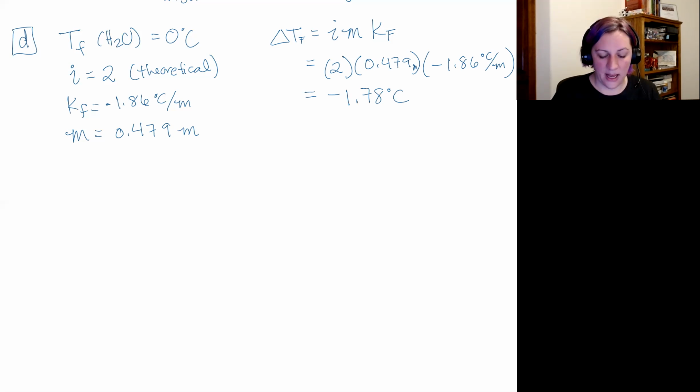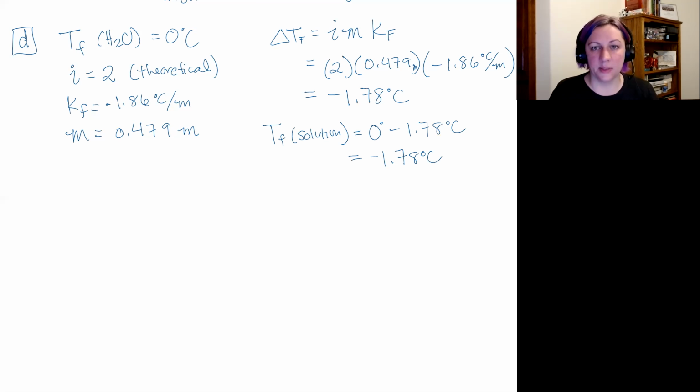So my freezing point for my solution is going to equal 0 plus the change in temperature. So it's going to be minus 1.78 degrees Celsius. So that's negative 1.78 degrees Celsius. It's a lot of writing the same thing over and over. So that's how we get our freezing point. So our freezing point is going to be lower than 0. It'll be not too much lower though, negative 1.78.